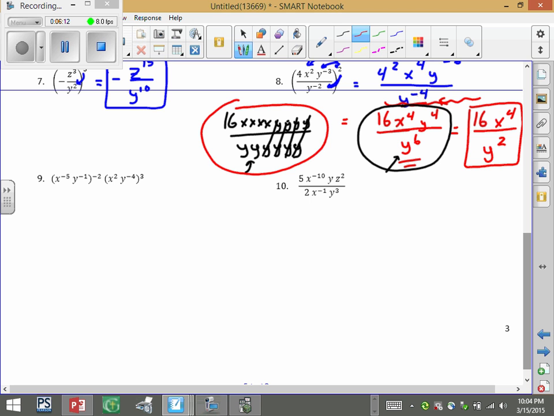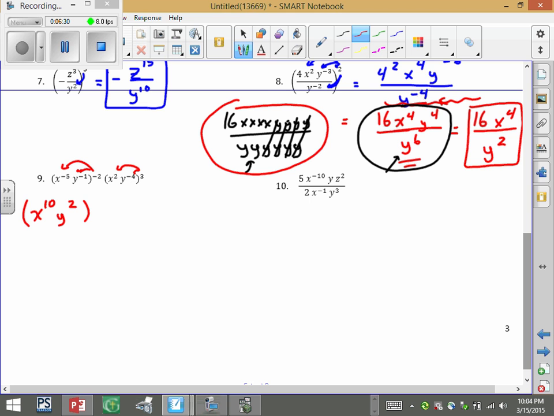Here we just got to take it one step at a time. It can be overwhelming initially, but one step at a time. So let's multiply everything by that -2. So we end up with x. -5 times -2 is +10. -1 times -2 is +2. So we took care of the first one.